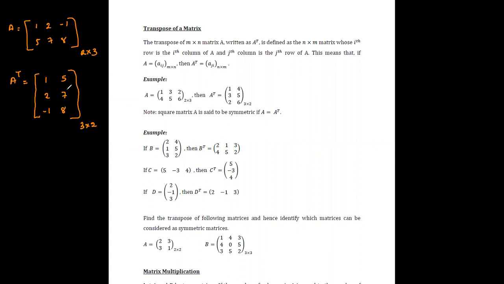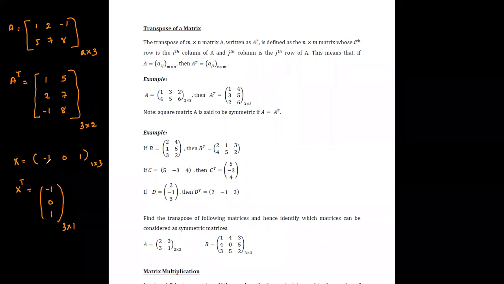Now consider the transpose of a row matrix. Suppose X is given as the row matrix -1, 0, and 1. This is a 1 by 3 matrix. If you take the transpose of the row matrix, it becomes a column matrix. The first row becomes the first column of this matrix. Since we have only one row, our matrix will have only one column. That is why we get a 3 by 1 column matrix. Therefore, the transpose of a row matrix is a column matrix.